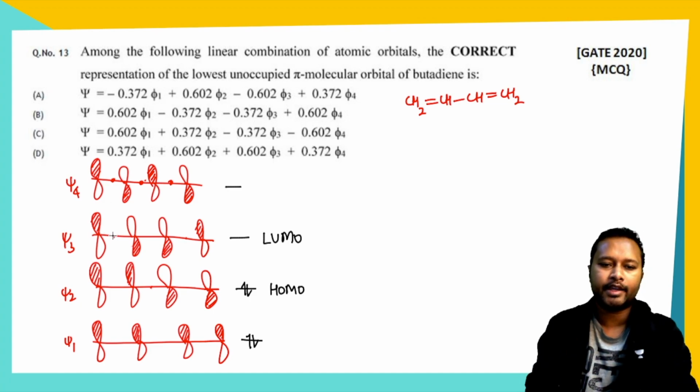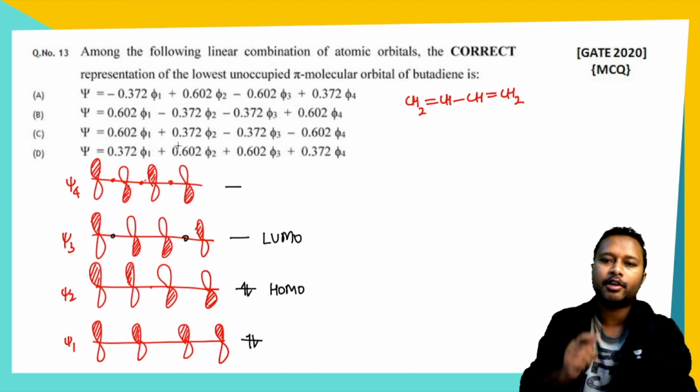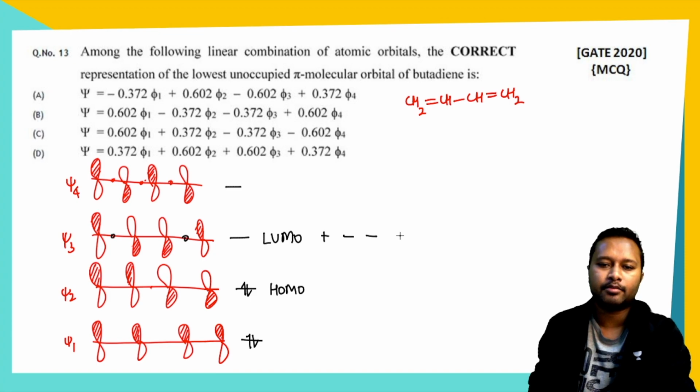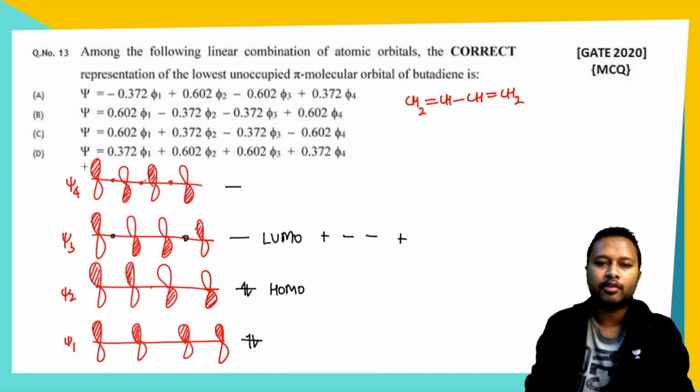Now if you look at the sign here, the sign should change 2 times. You have to look at the orbital where the sign changes 2 times. So just look at this. If I call this shaded region the plus sign, then the sign of this LUMO is nothing but plus, minus, minus, plus. See, this is plus, minus, minus, plus. The shaded side is the plus side. So now you have to look for the wave function where you have this plus, minus, minus, plus type of sign. You can see that it is in option number B.